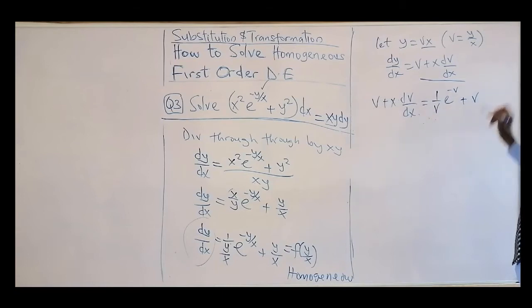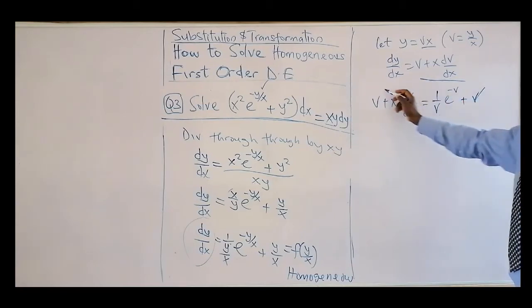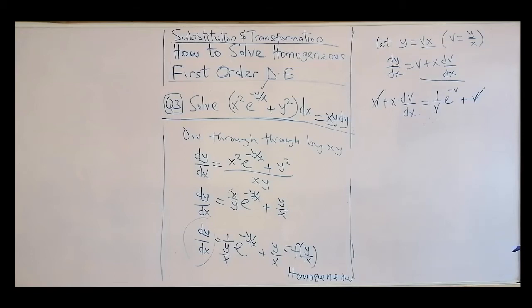Plus v. So this v here and this here will go. Yeah, I will now have 1 over v. So if you like, this could be 1 over v. This minus here is 1 over. And that will be 1 over v e^v. Okay, plus, that one has gone.